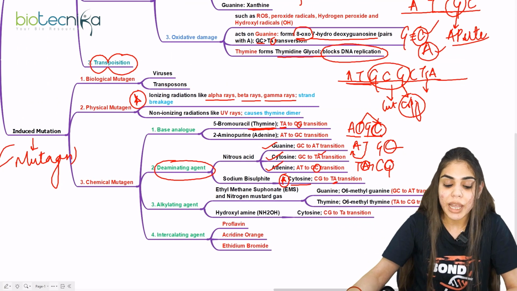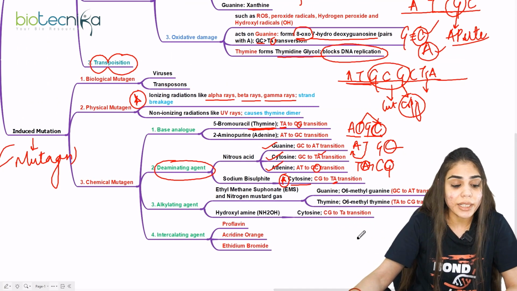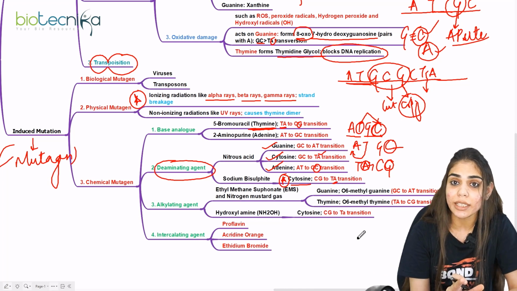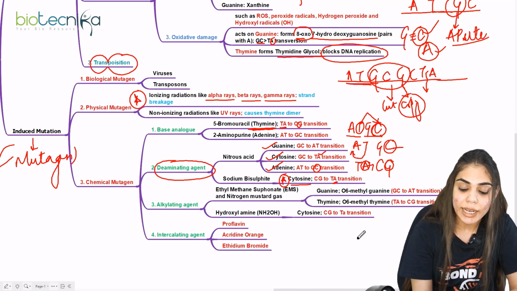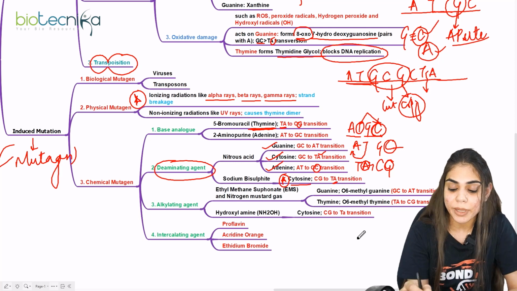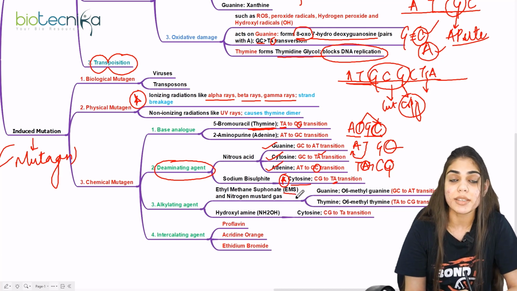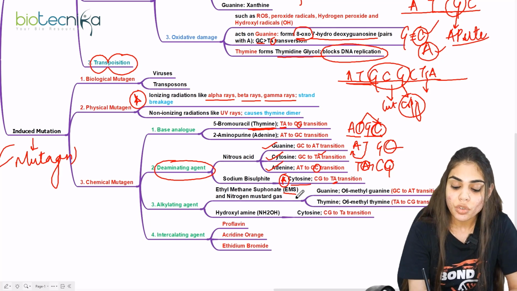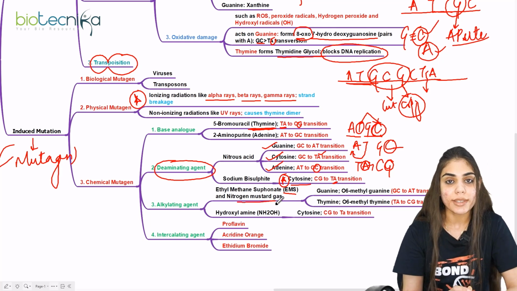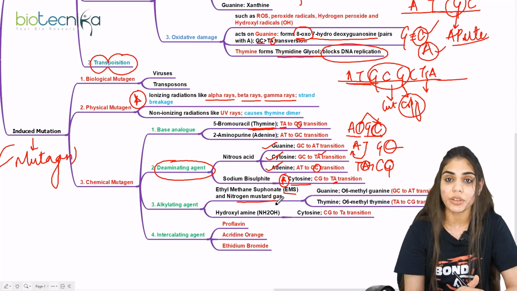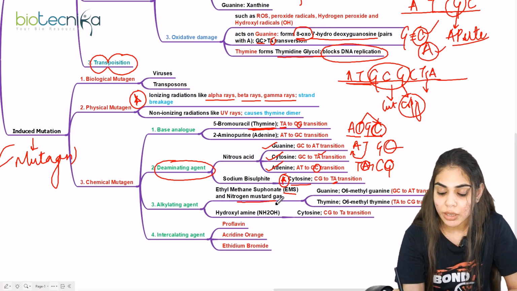Now we are coming to the alkylating agent, that is the third category under chemical mutagen. Here some chemicals are needed to mutate this DNA. Alkylating agent, the first example is EMS, that stands for ethyl methyl sulfonate, and the other is nitrogen mustard gas. Both these alkylating agents are responsible for adding methyl groups to nitrogenous bases. So they are specific for thymine as well as guanine.